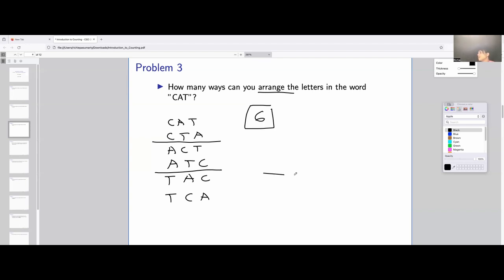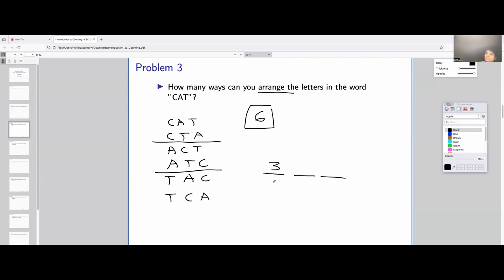So let's imagine that I'm looking at only my first letter right here, only my first letter. How many ways are there for me to choose what is going to be this first letter? Well, I could have C as my first letter, I could have A as my first letter, or I could have T as my first letter. So there are three different ways for me to choose what goes here.